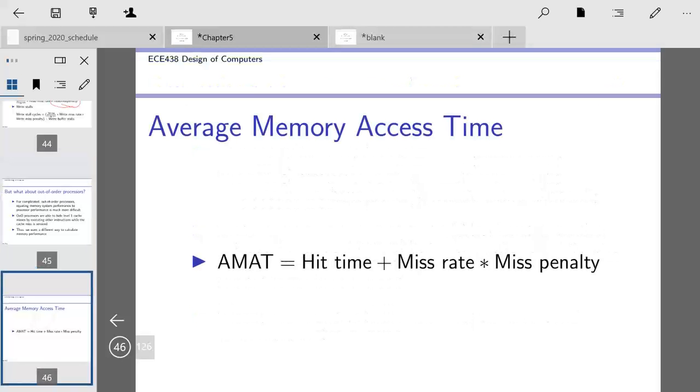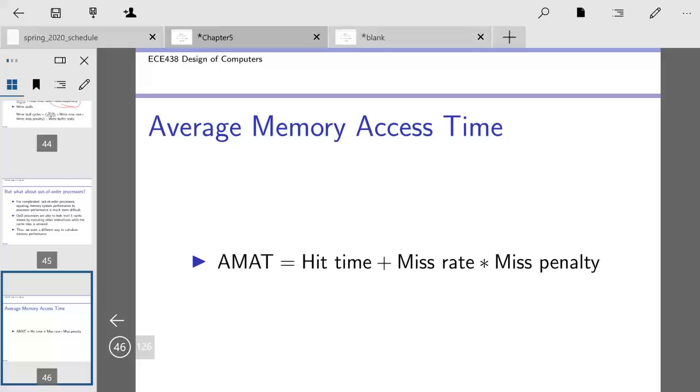Because of out of order execution, we like equations. We like to quantitatively analyze things, and so we'd like another way of measuring the performance of our memory system, and that's where average memory access time comes in. I'm also going to have a number of homework problems for you where you calculate average memory access time. Average memory access time gives us an idea of, on average, how many cycles it takes to access a given cache.